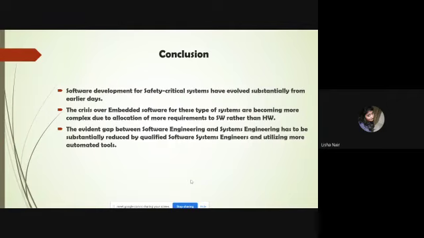It is much more developed than the earlier days. We are evolving into better systems, so we are bringing a lot of embedded systems into our real lives. So that is about the safety critical system.